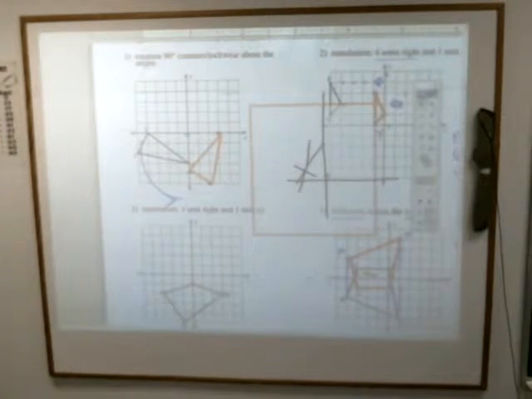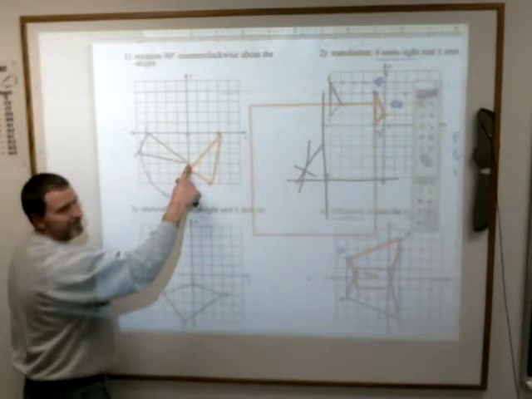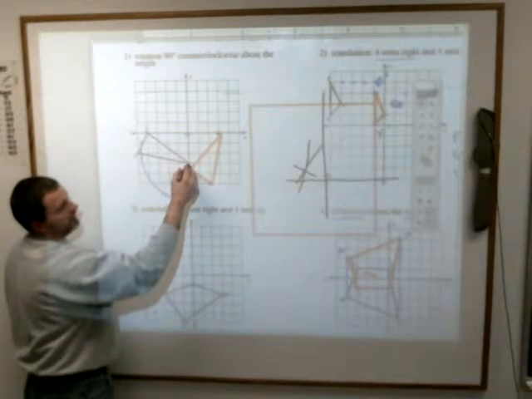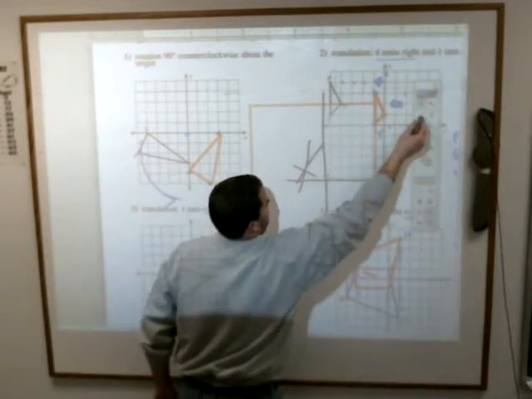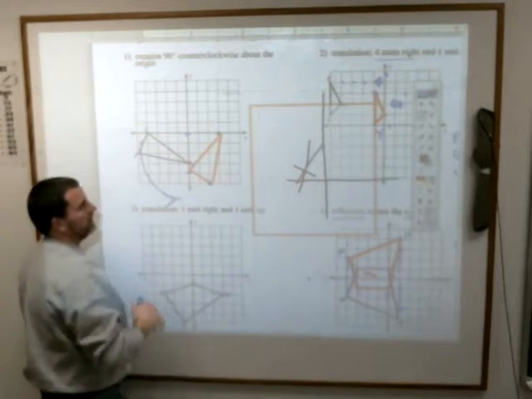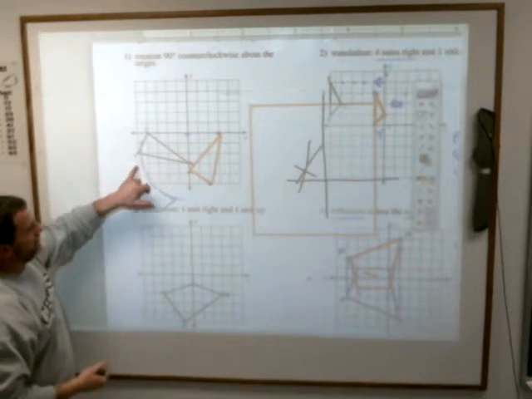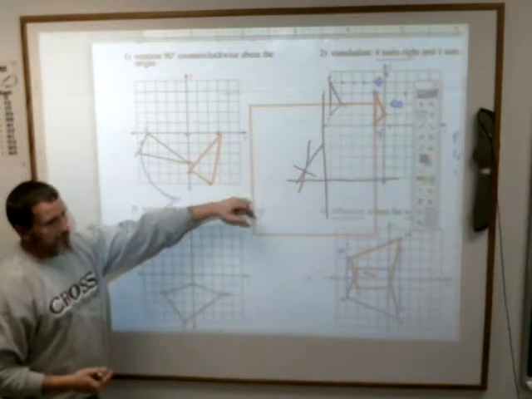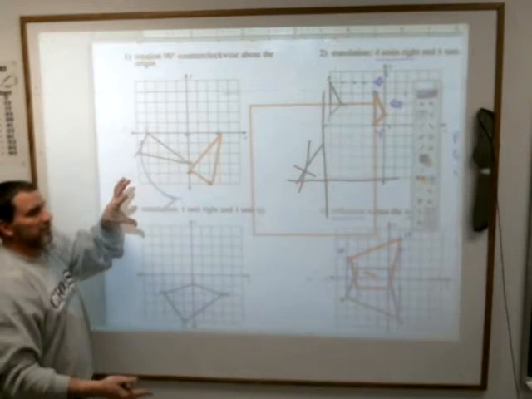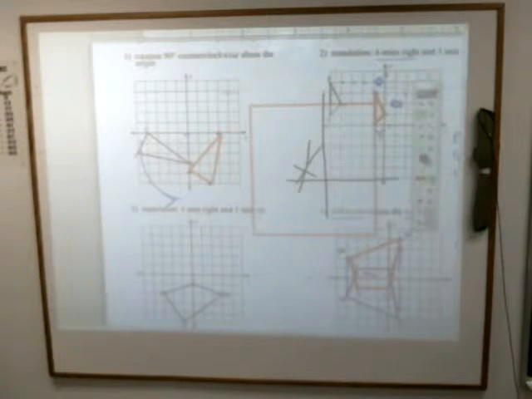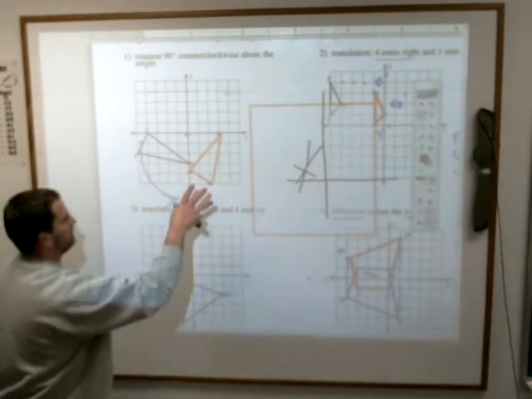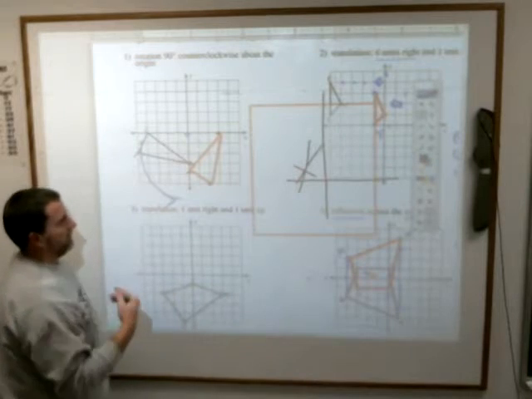Rotations are very difficult, okay? It's one thing if the rotating point is on the shape. If the rotation point was right here, about this point, then it's really easy because the whole thing swings all together. But when it's off of the shape, really the only way to do it is put a piece of paper and rotate it. It just gets to be a little too hard to think about.